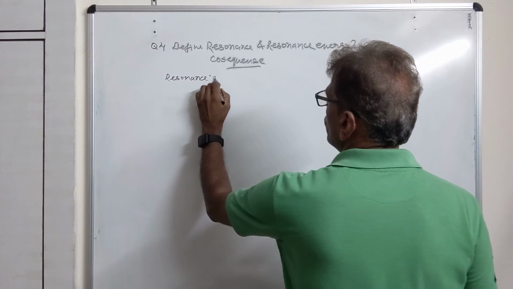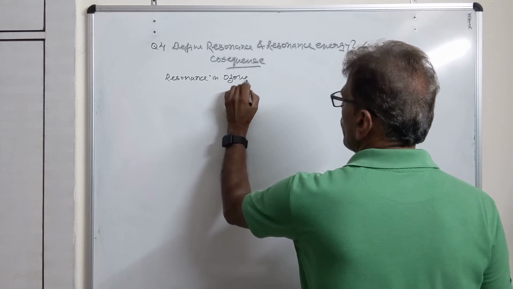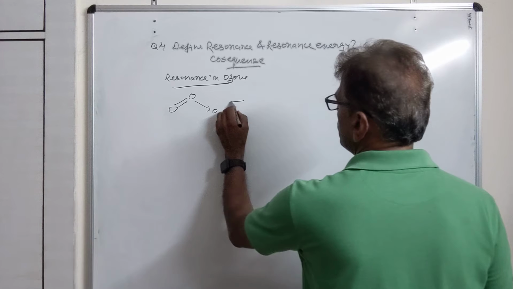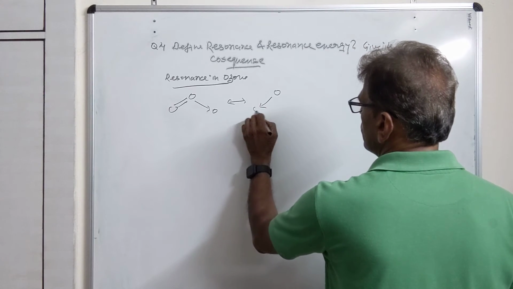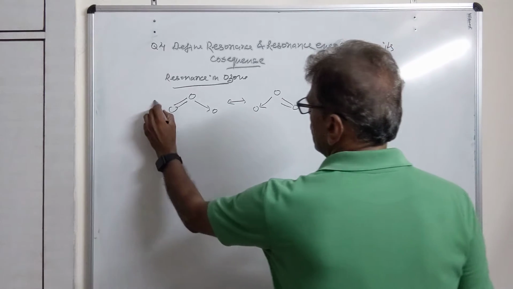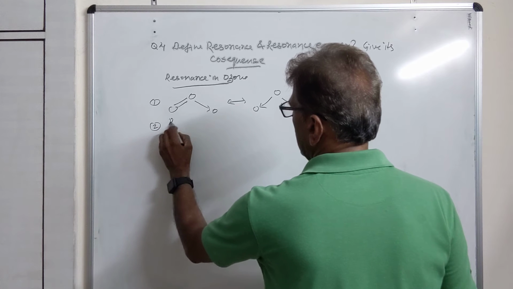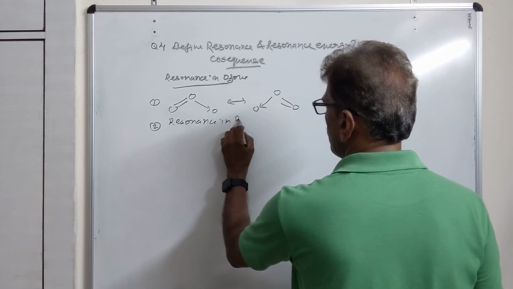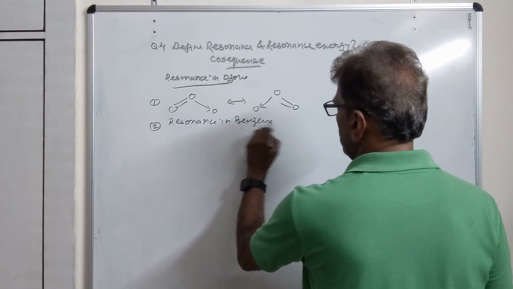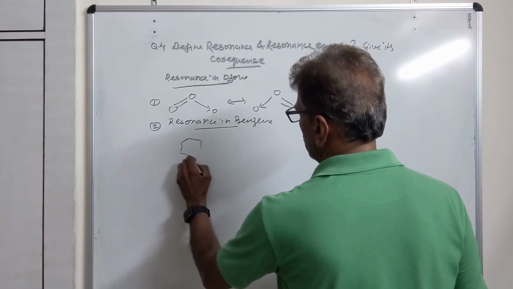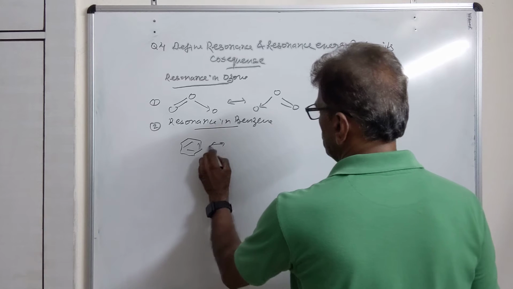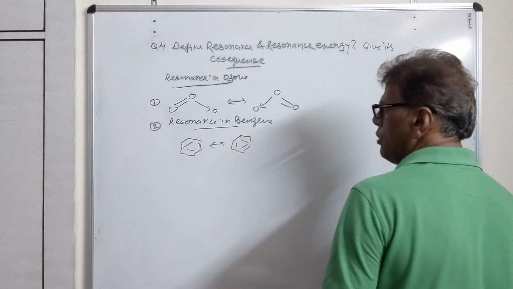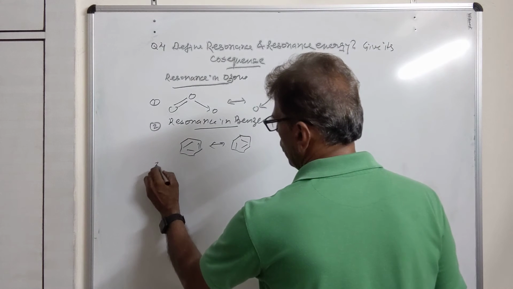Resonance in ozone. This is the first structure. Second is resonance in benzene. Benzene has a hexagonal carbon ring. The position of the double bonds changes here. These are the resonating structures of the benzene molecule.